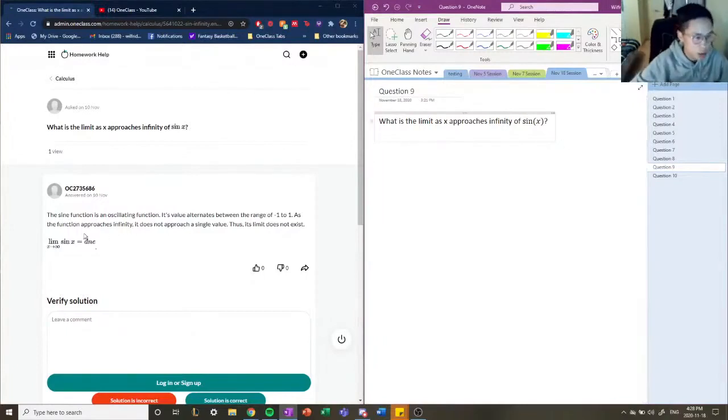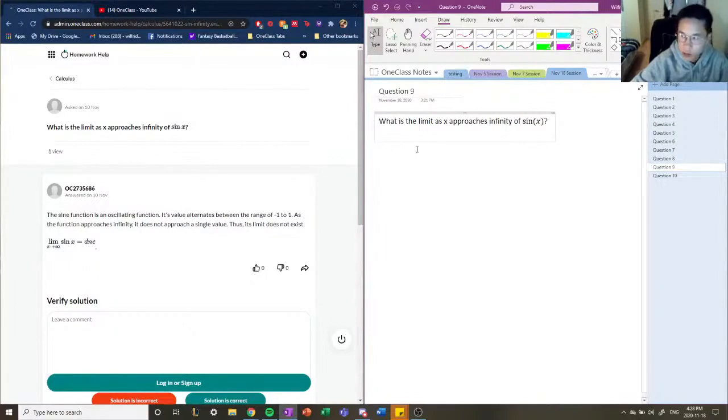So the junior tutor reasons that the sine function is an oscillating function, right? If you graphed it out, its range will be between -1 and 1. So as x approaches infinity, the function does not approach a single value. Thus, its limit does not exist. This is technically true, and the junior tutor is correct.